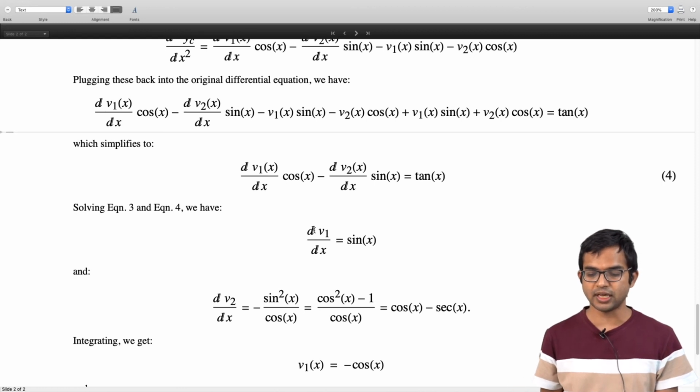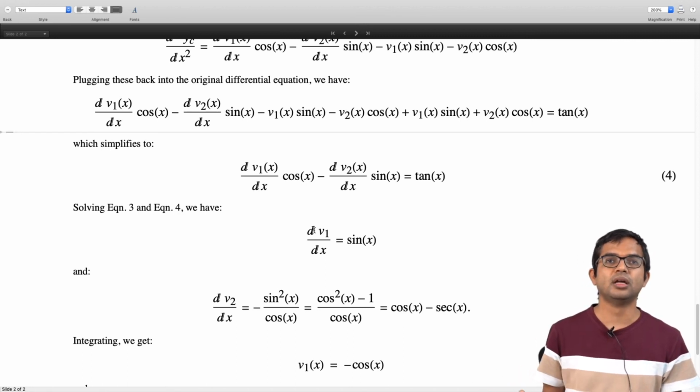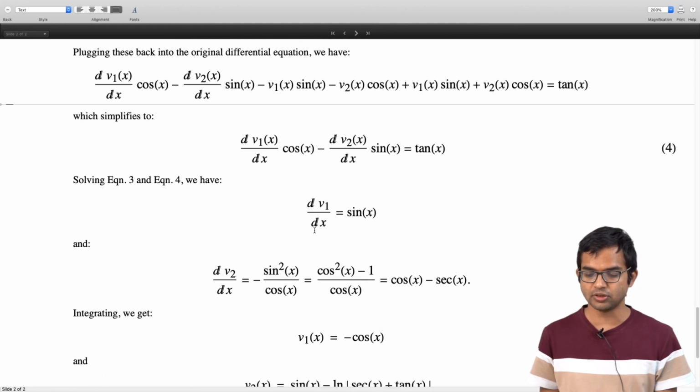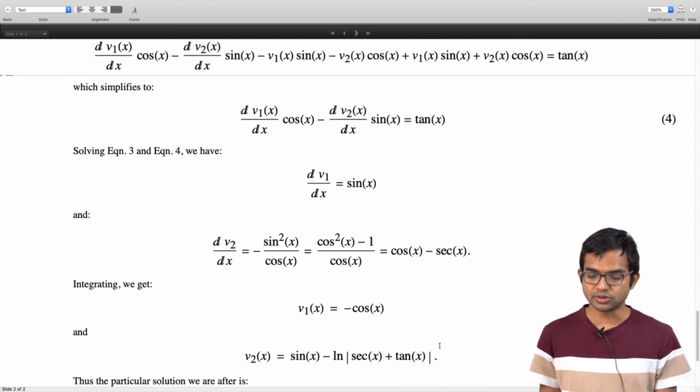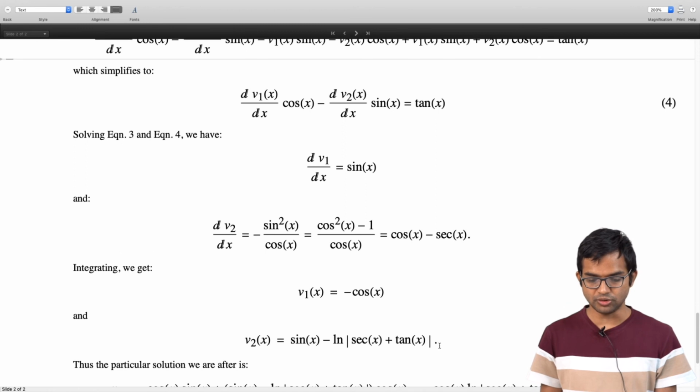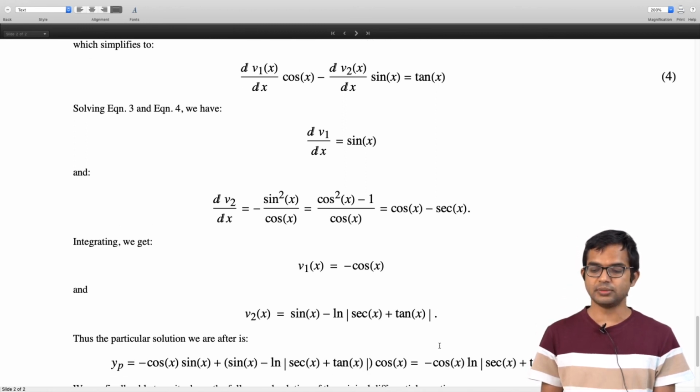So v1 of x is minus cos of x plus an arbitrary constant, but we are after a particular solution, so we don't care about the constant. We might as well just put it to 0. v1 of x is equal to minus cos x, and v2 of x, the first term will give us a sine of x, minus log of secant of x plus tan of x, right? So again there is an arbitrary constant which we just put to be 0, because we are after a particular solution, and the particular solution also is simplified now, you see.